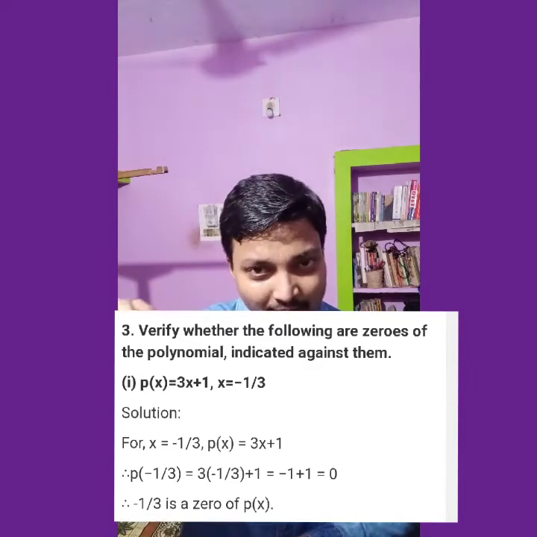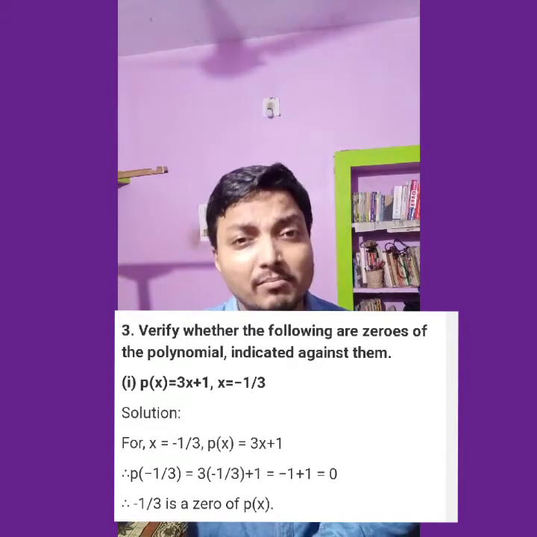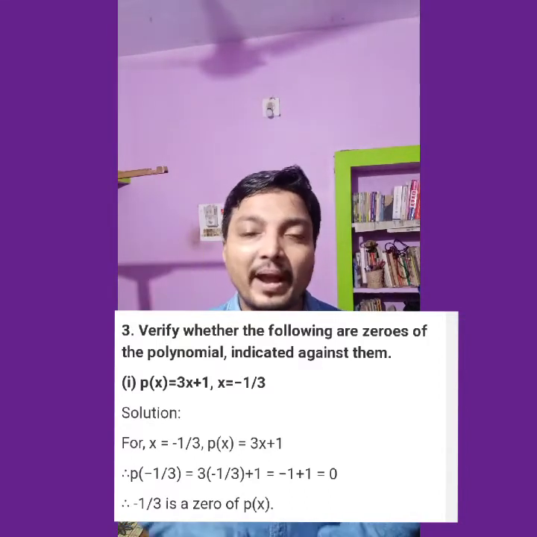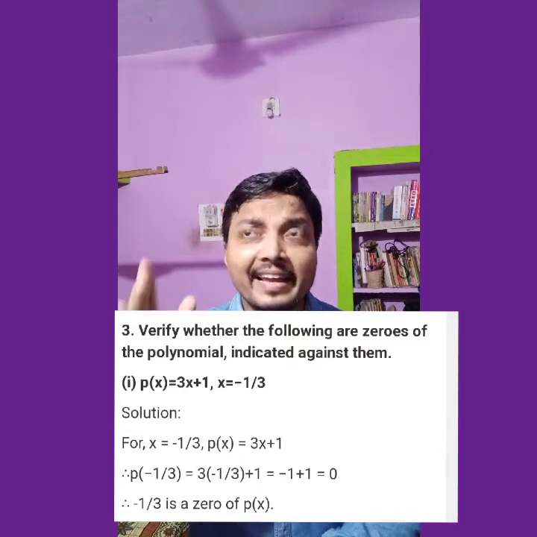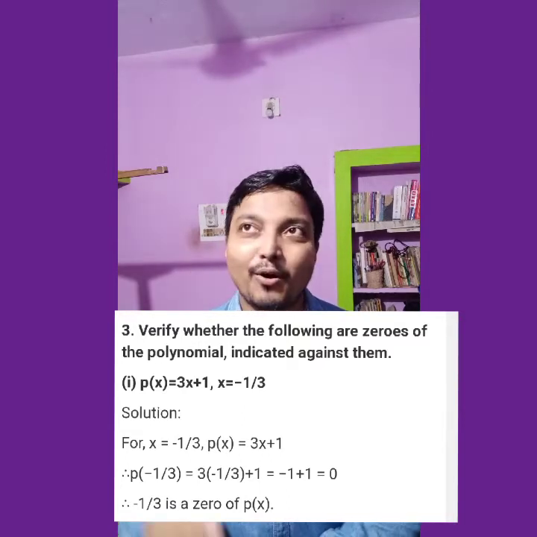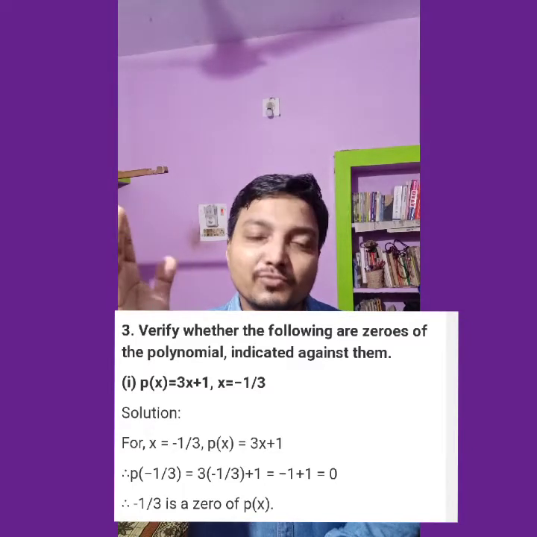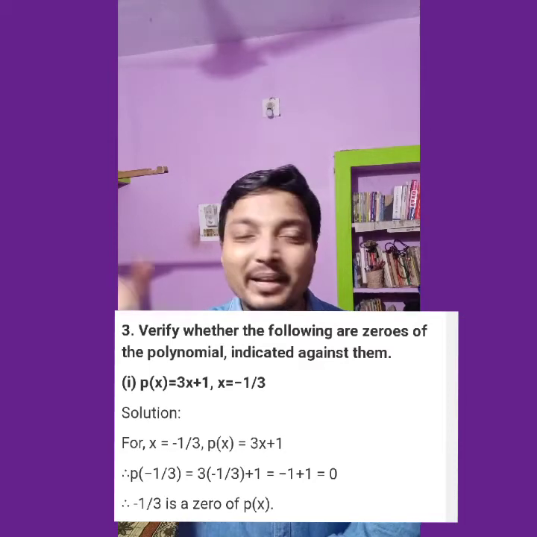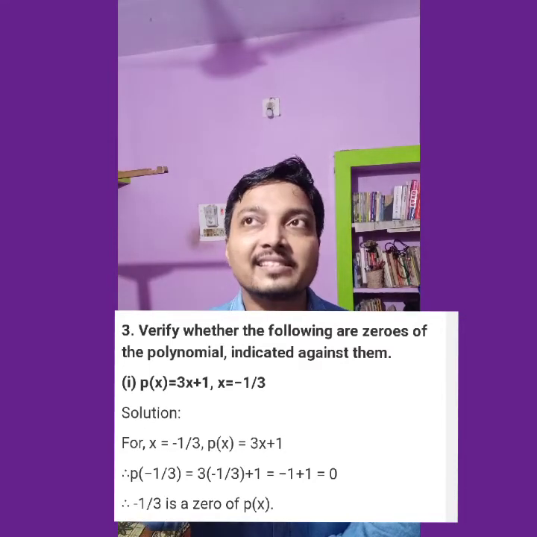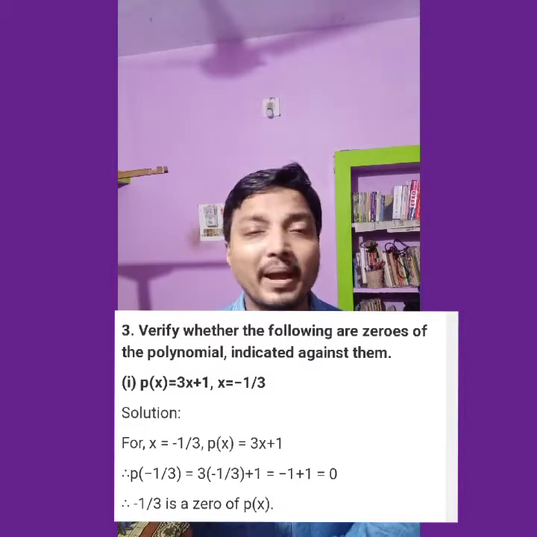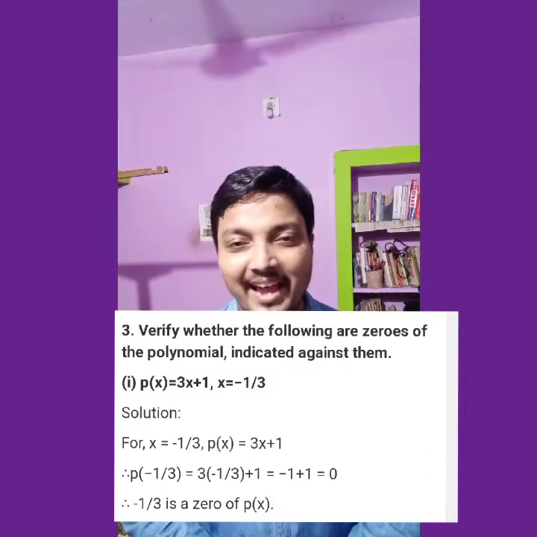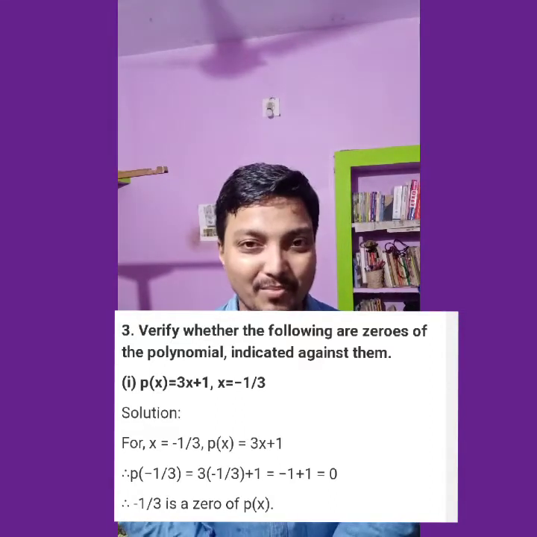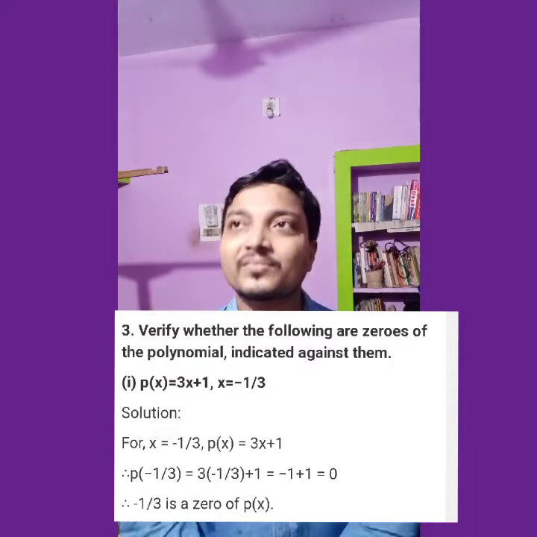On putting the value in the polynomial, if the polynomial value becomes 0, then that value is the zero of the polynomial. So I need to find the polynomial value at x equal to minus 1 by 3. On putting, p of minus 1 by 3 is equal to 3 into minus 1 by 3 plus 1, which becomes 0. It means on putting x equal to minus 1 by 3, my polynomial becomes 0. So I can say that the value x equal to minus 1 by 3 is the zero of the polynomial. Clear now?